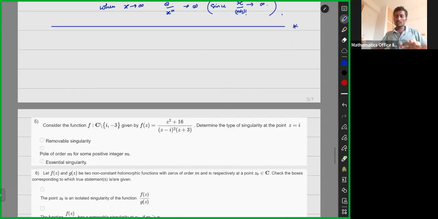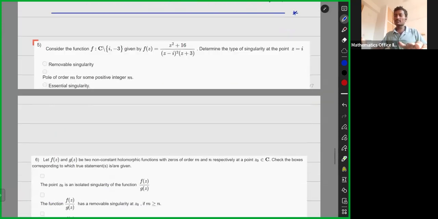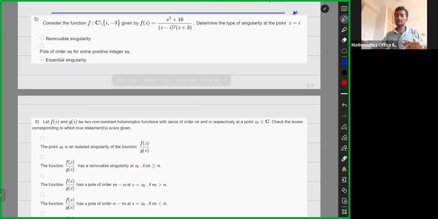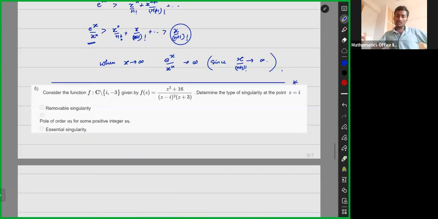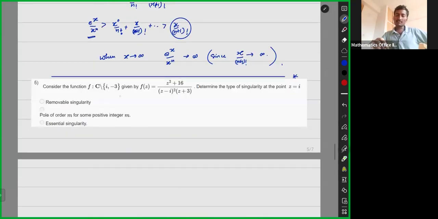Okay. So now let's see the fifth question. We have a function defined on C minus 2 points, i and minus 3. And it is a rational function where we know the numerator and the denominator. Determine the type of singularity at z is equal to i.